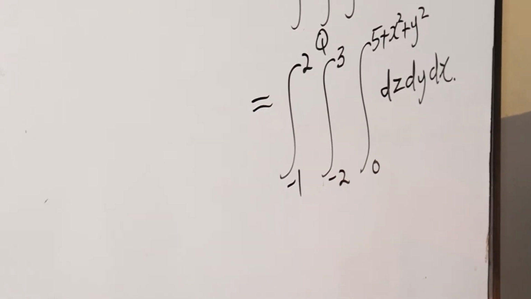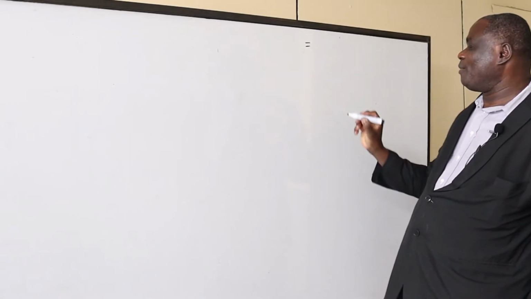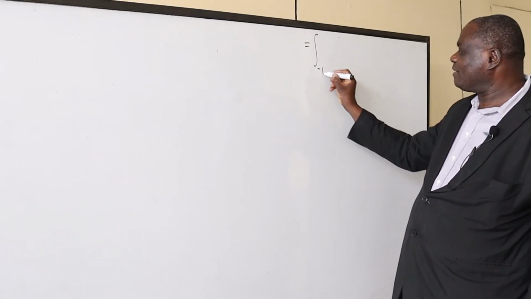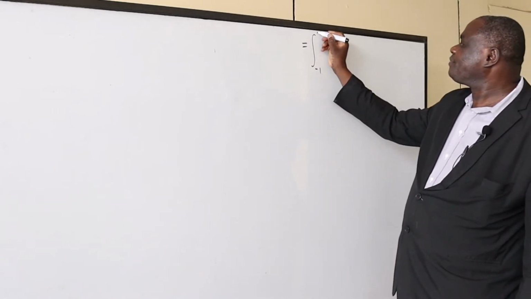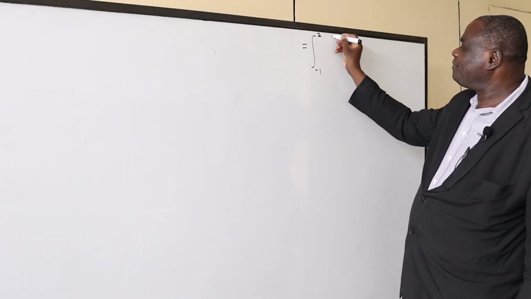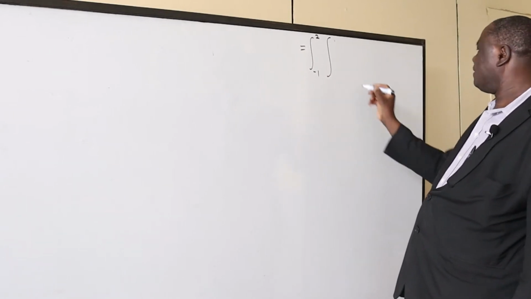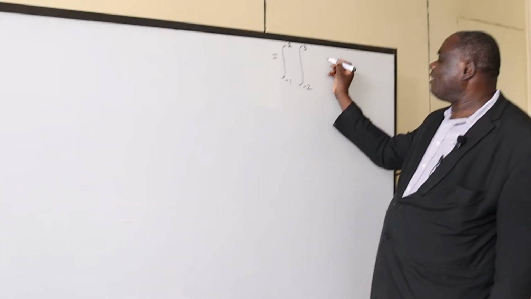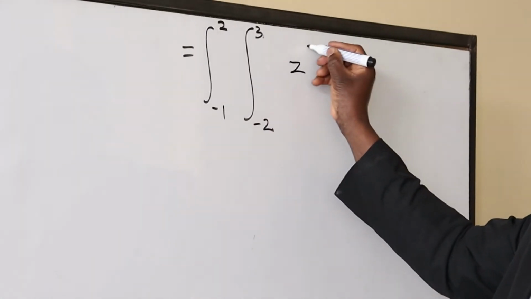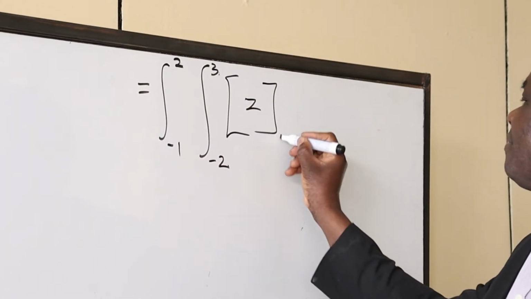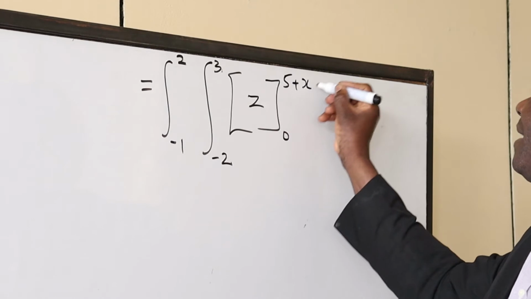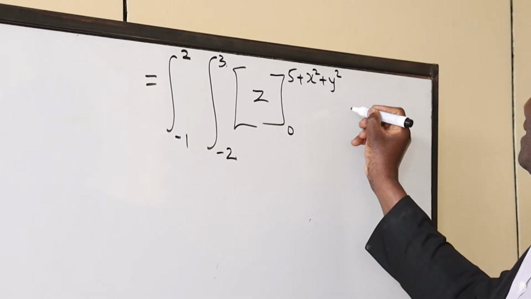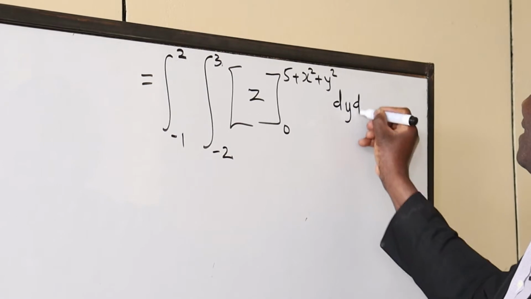Now, on evaluating this integral, this one will be equal to the integral from minus 1 to 2, from minus 2 to 3. And now we are integrating with respect to z, we get z, then we input limits, 0 to 5 plus x squared plus y squared, dy, dx.